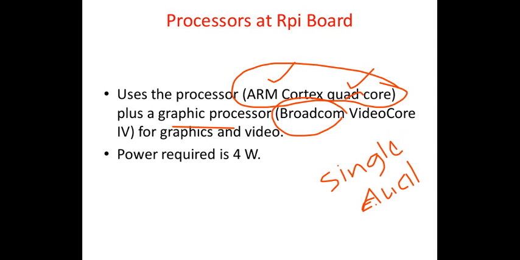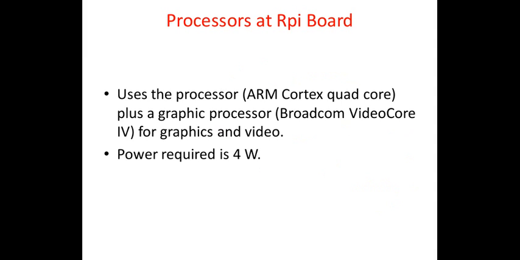And the power required is about 4 watt, and it may be considered a credit card sized computer, which you can carry anywhere you want. So if you have that, you can run almost all kinds of IoT applications with you, provided you are connected to the cloud or the other services that are necessary to run a typical IoT application. So these are some of the aspects related to the processor, as far as your Raspberry Pi board is concerned.